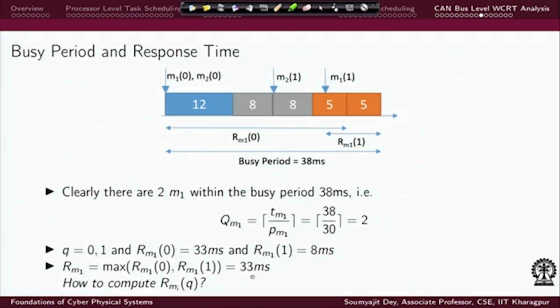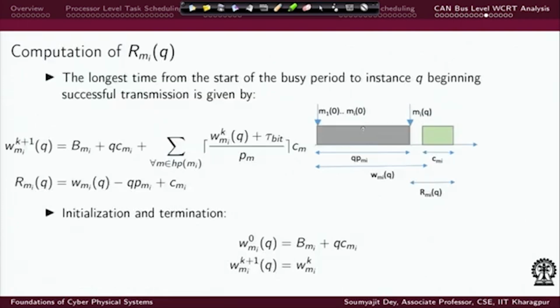Now the question is, how do I compute this response time for each of these messages? Because here we are doing it just by looking at the picture, the schedule on the busy period, but how do I do it computationally? Well, we will have a similar kind of recurrence equation for that. So what we will do is, we will figure out the longest time from the start of busy period to the instance q. So let us say we are looking for some qth instance of message mi, and we are trying to figure out its response time.